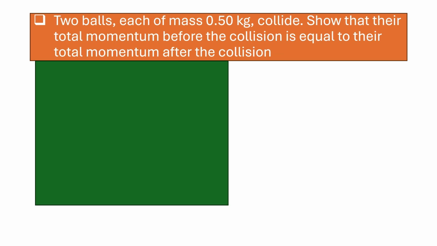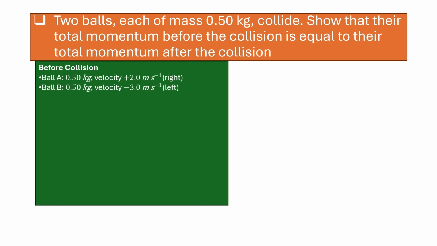Now, two balls, each of mass 0.50 kg collide. Please remember the question says it's collide. Show that their total momentum before the collision is equal to their total momentum after the collision. Before the collision, according to the question, we have ball A as 0.50 kg, velocity is 2 meter per second.